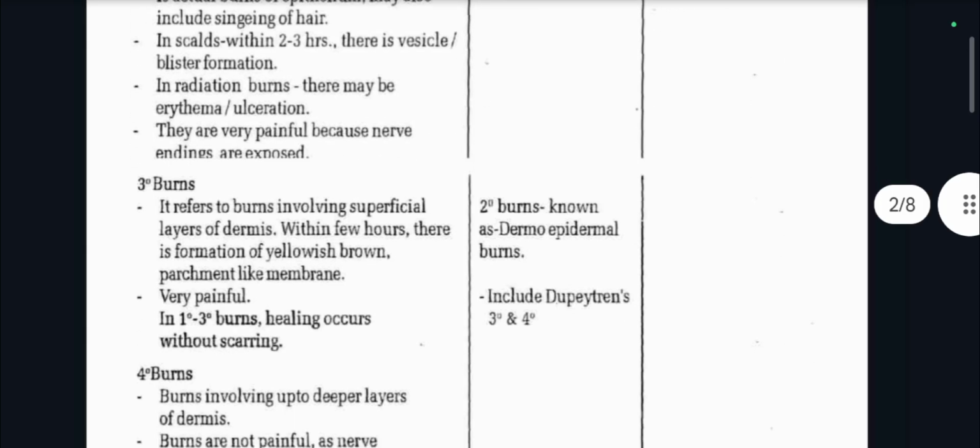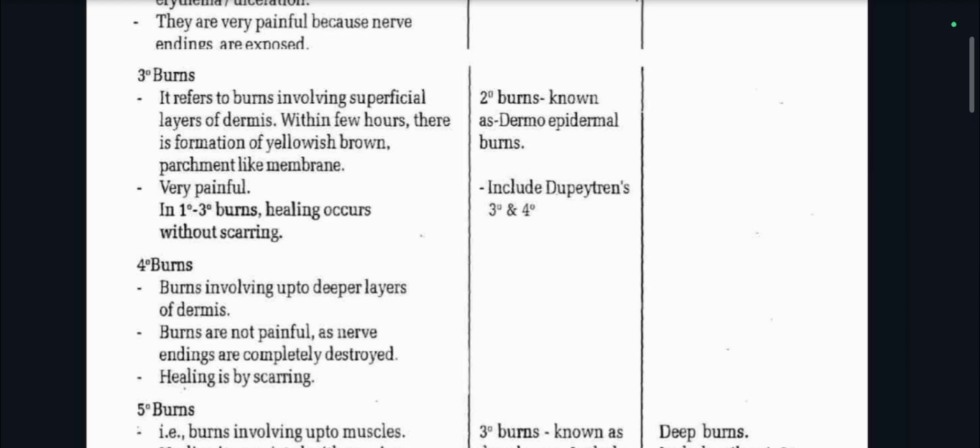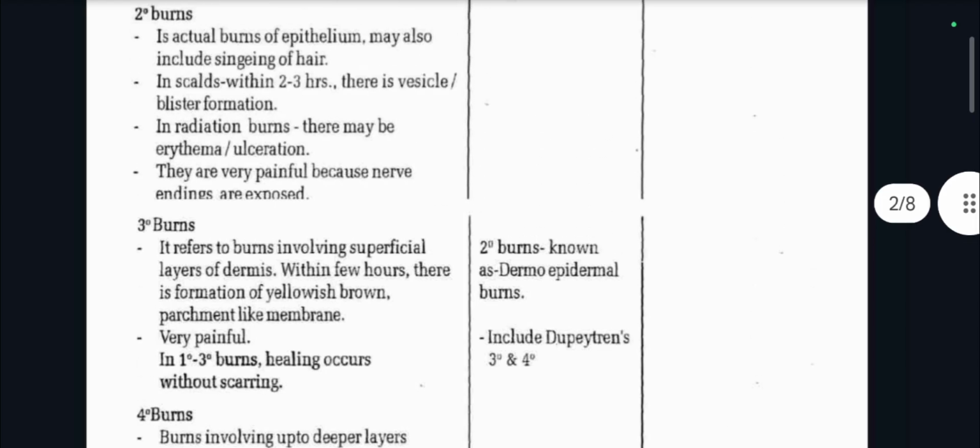Okay. What about tertiary or 3-degree burn? It refers to burns involving superficial layers of dermis. In secondary burns, only epithelium was involved, but in tertiary burns, superficial layers of dermis are also involved. Within few hours, there is formation of yellowish brown parchment-like membrane. So parchment-like membrane is a characteristic feature of tertiary burns. It is very, very painful. In primary to tertiary burns, healing occurs without scarring. So no scar formation is there in your primary, secondary and tertiary.